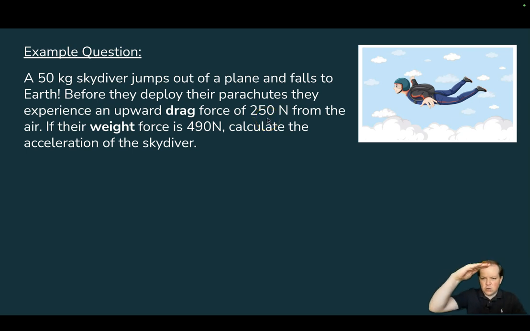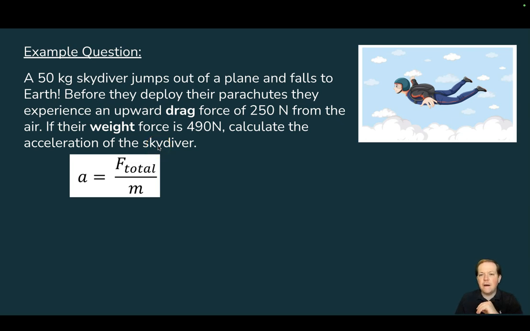Even when objects are just falling, they experience a kind of air resistance, a type of drag. Obviously, a parachute will make it even more, but even without the parachute, there's some drag force, and in this problem it's equal to 250 newtons. The weight of the skydiver, it tells us, is 490. Calculate the acceleration. Again, I recommend you hit pause and try it on your own.